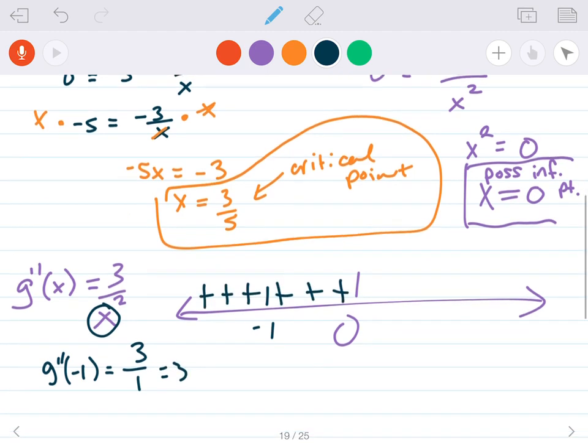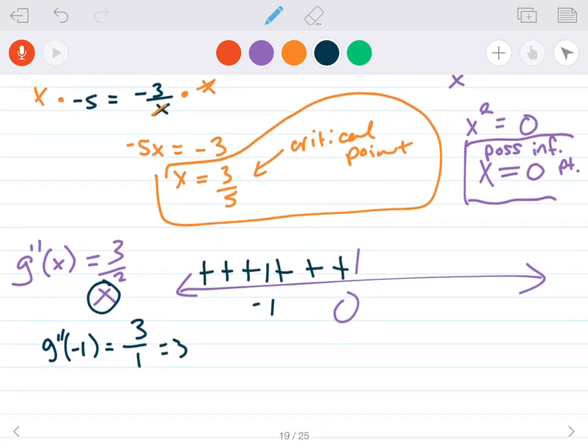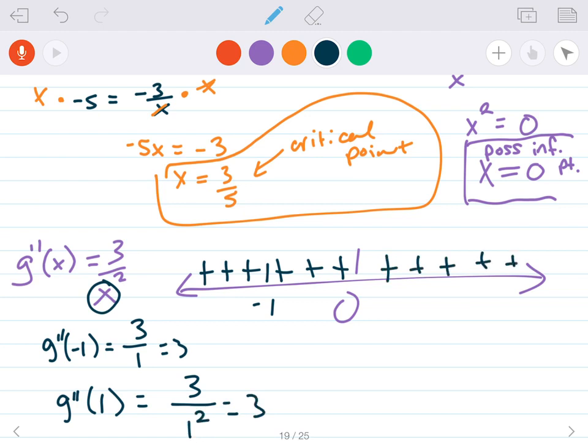Then I look to the right of 0, and if I plug in a 1, for instance, I get 3 over 1 squared, which is also 3, also positive. And so it turns out that 0 is not an inflection point because we're not going from positive to negative or negative to positive. We just have positive throughout. So no inflection point for this one. We just have a critical point at x equals 3 over 5.